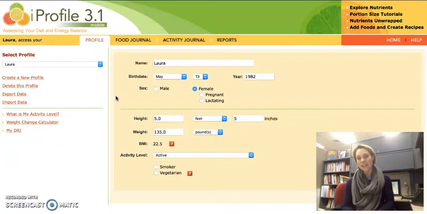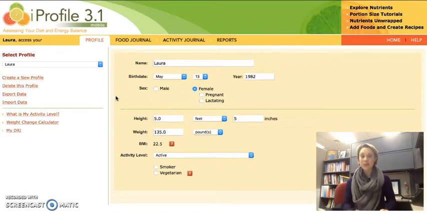Pregnancy and lactation are really important because your needs for a variety of micronutrients, which are the vitamins and minerals, and macronutrients, which are your carbs and protein and fat, shift as you're either growing a baby or you're feeding a baby through breastfeeding.